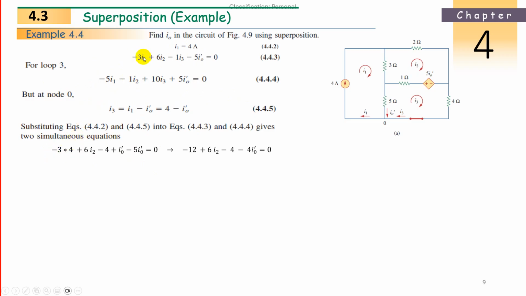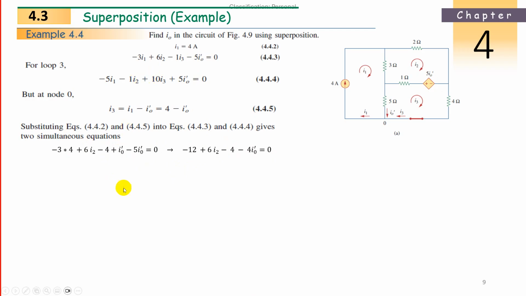First equation: minus 3I1, that is minus 3 into 4, due to I1. I2 is as it is, 6I2, minus I3, and I3 is 4 minus I0 dash, so minus 4 plus I0 dash. Next minus 5 I0 dash. We got one equation: minus 12 plus 6 I2, minus 4 plus I0 dash minus 5 I0 dash, which is minus 4 I0 dash. One equation we got.